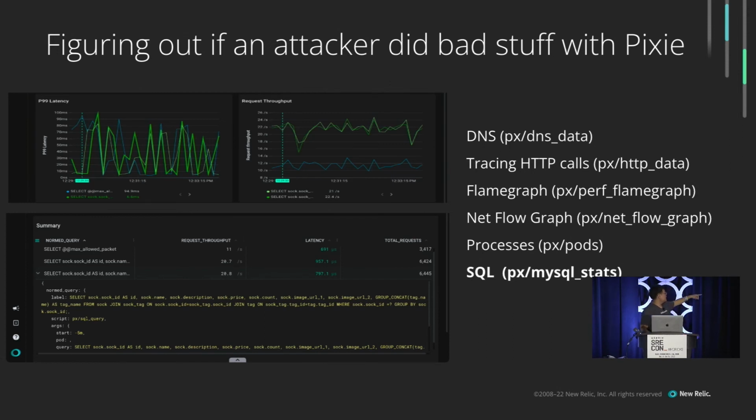Here you can see the individual raw database queries that were made in the bottom half of the screenshot. And you can also see the latency and throughput and other golden signals related to how your system connects to your database. So those are some of the cool features of Pixie that you can leverage to see if an attacker did bad stuff with your application.